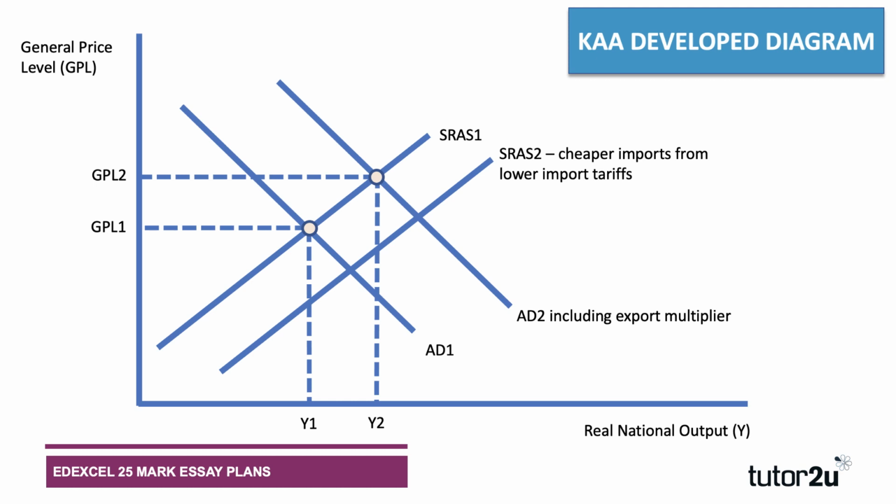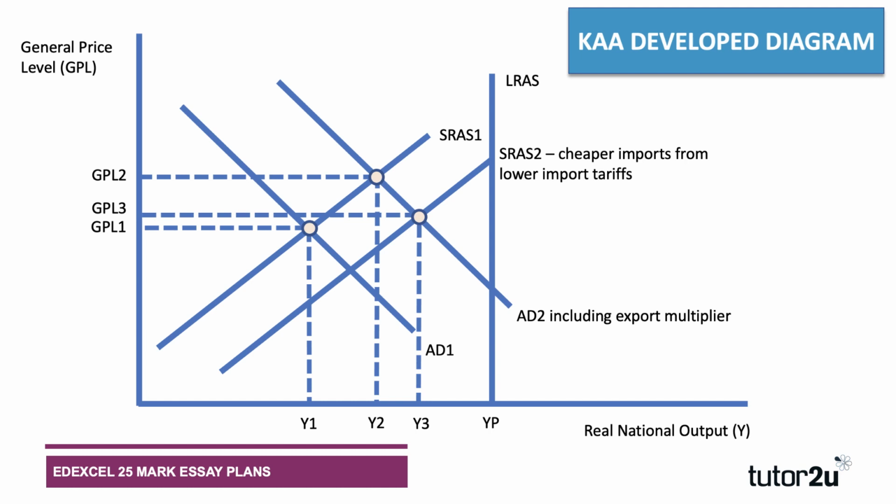Cheaper imports from lower import tariffs, which brings prices down, also drives growth, increases real incomes, and takes us to an equilibrium of Y3. That is a very good developed diagram because I've shifted both AD and AS and linked it to these free trade deals, and that will be a very good diagram to use. If you wanted to, you could include the long run aggregate supply and the extent to which the economy is close to or just below or above potential output. So don't be afraid to use good ADAS diagrams from last year to help your analysis.